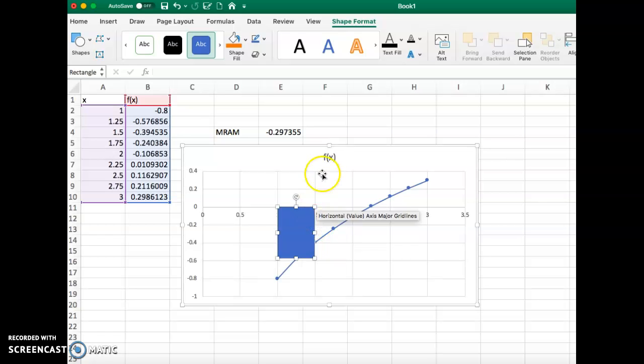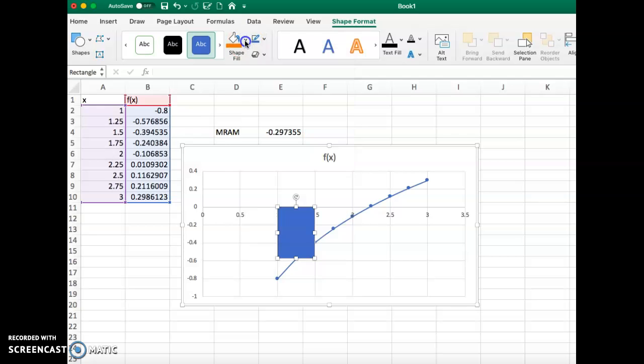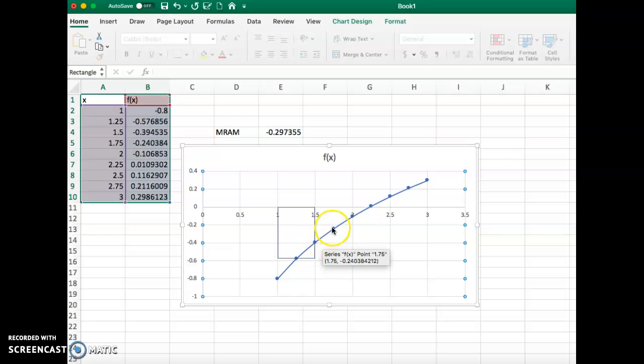Try to make it look a little bit better. Let me get rid of the fill on this, so no fill. You can actually see the rectangle. So there's the rectangle. So we want the next MRAM.